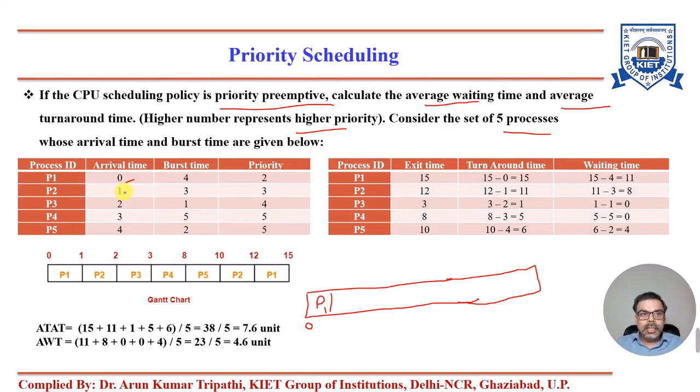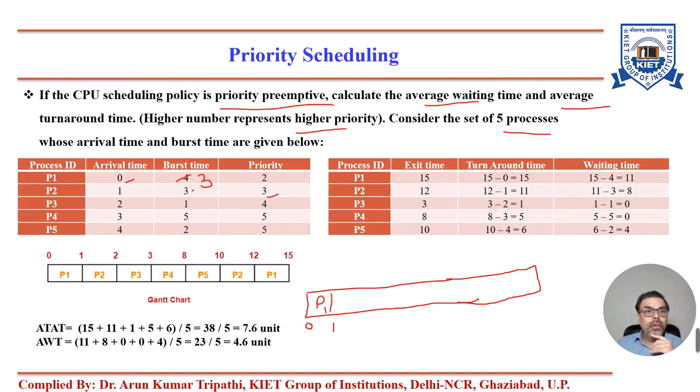After 1 second, another process is coming. So I will check the priority of that process. At time 1, another process P2 arrives that has priority 3. That means it has the higher priority, so automatically there will be a context switch. Now the processor will move from P1 to P2.